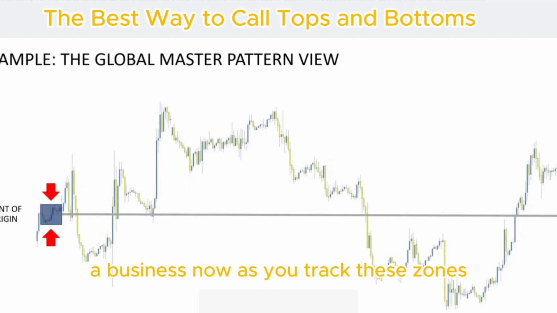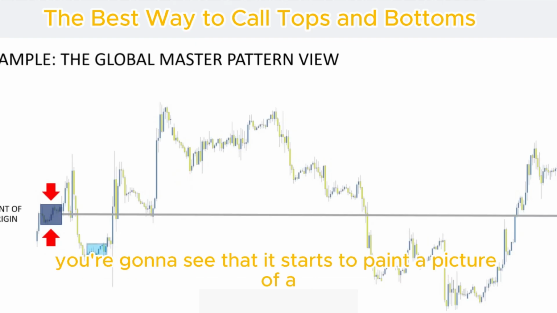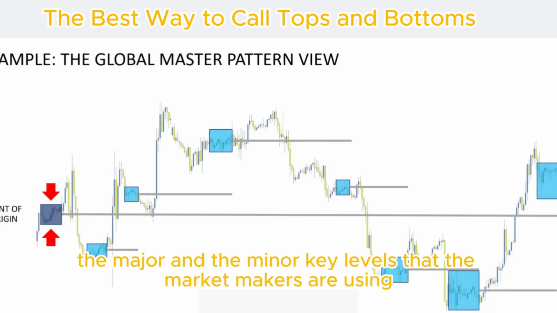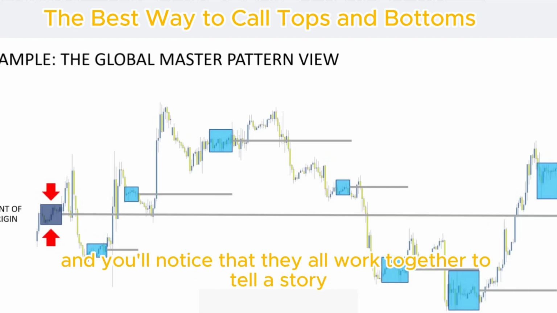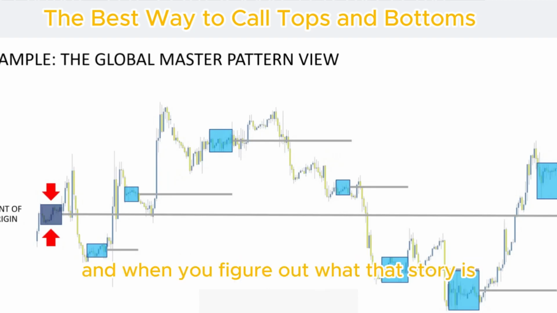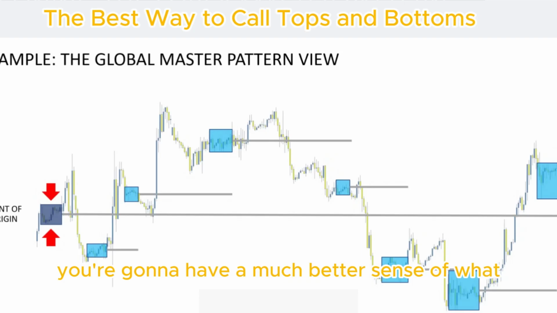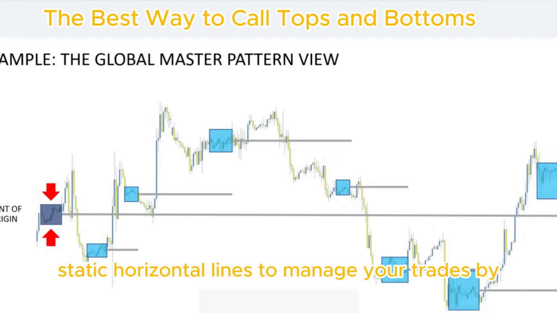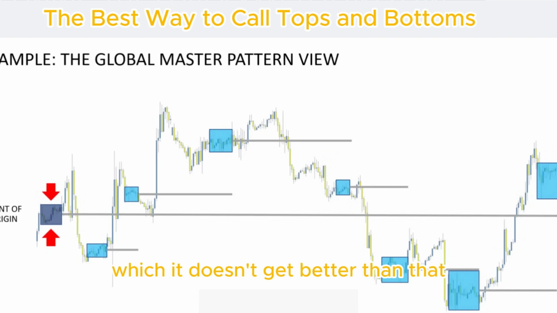Now, as you track these zones, you're going to get more of them, and as price flows, you're going to see that it starts to paint a picture of a map-like structure. It's giving you all the major and the minor key levels that the market makers are using to manage their book of business. And you'll notice that they all work together to tell a story. When you figure out what that story is, you're going to have a much better sense of what the market's likely to do. And better yet, you're going to have static horizontal lines to manage your trades by and control your risk with, which doesn't get better than that.